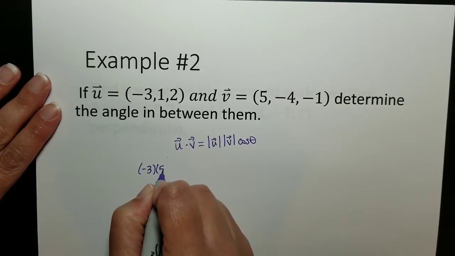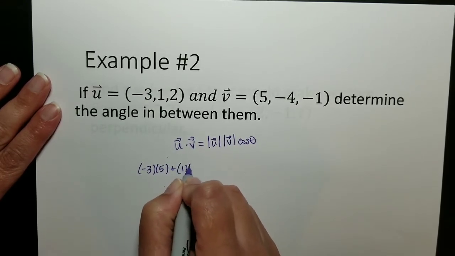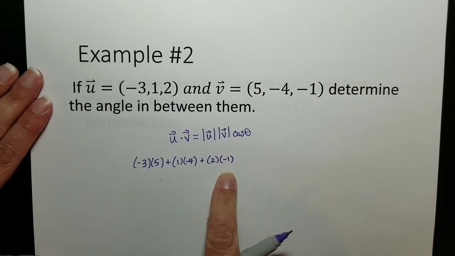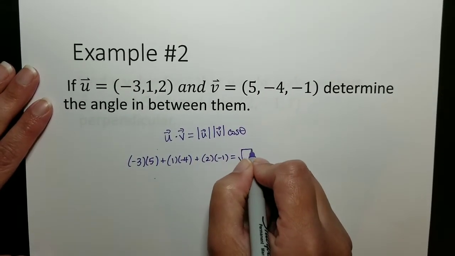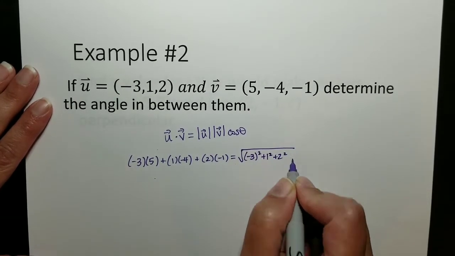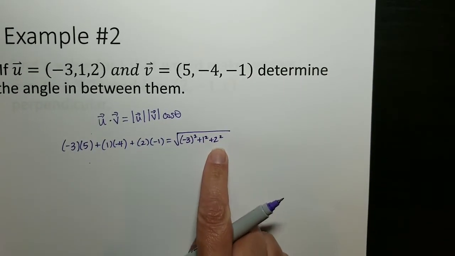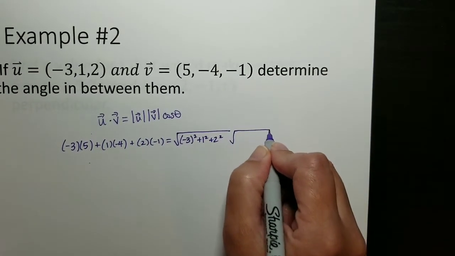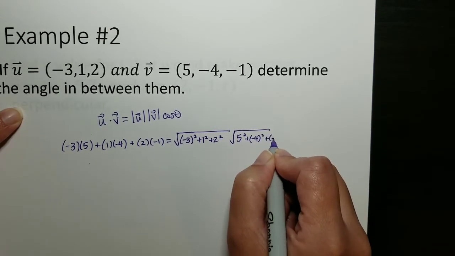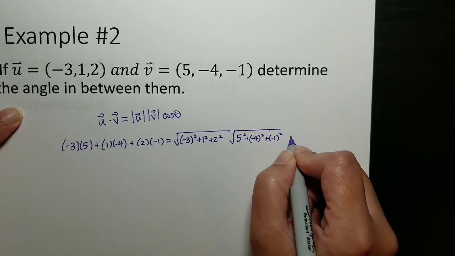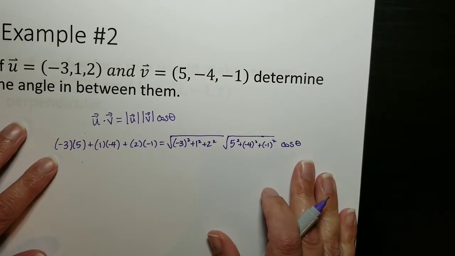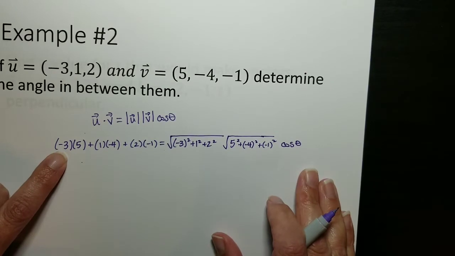So I've got negative 3 times 5 plus 1 times negative 4 plus 2 times negative 1. So that's the dot product on the left-hand side. And then I have the square root of negative 3 squared plus 1 squared plus 2 squared, x squared, y squared, z squared in the square root. And then the square root of 5 squared plus negative 4 squared plus negative 1 squared times cos theta. So it gets a little bit kind of clunky and messy, I guess, but not too bad.